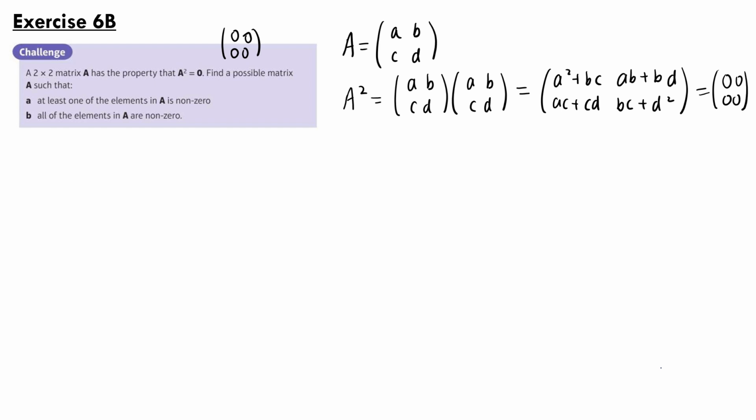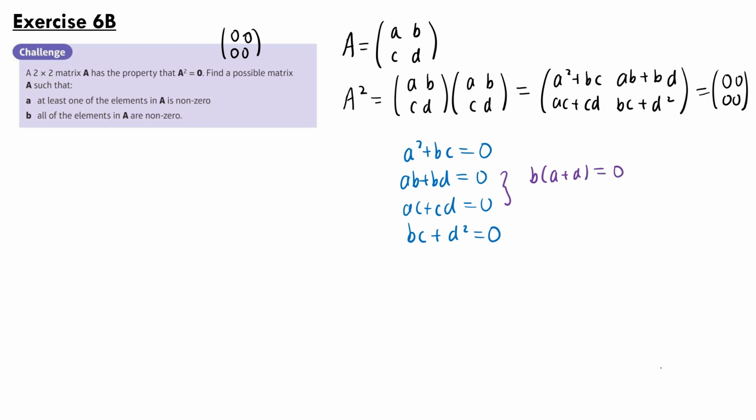So we can equate each of the elements to get a squared plus bc is equal to 0, ab plus bd is equal to 0, ac plus cd is equal to 0, and finally bc plus d squared is equal to 0. Now instantly I can see these two middle equations I can factorize to get b lots of a plus d is equal to 0, and c lots of a plus d is equal to 0. For these equations to be true, we either need b to equal 0 or a plus d to equal 0, and for the other, c to equal 0 or a plus d to equal 0.